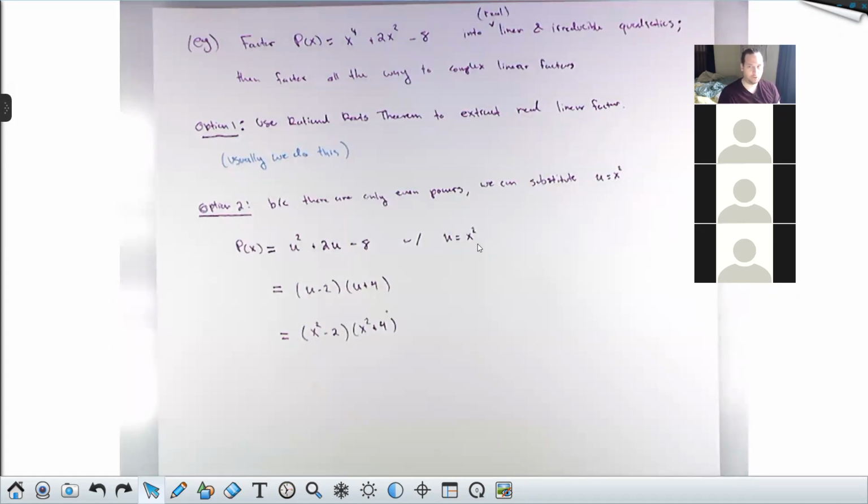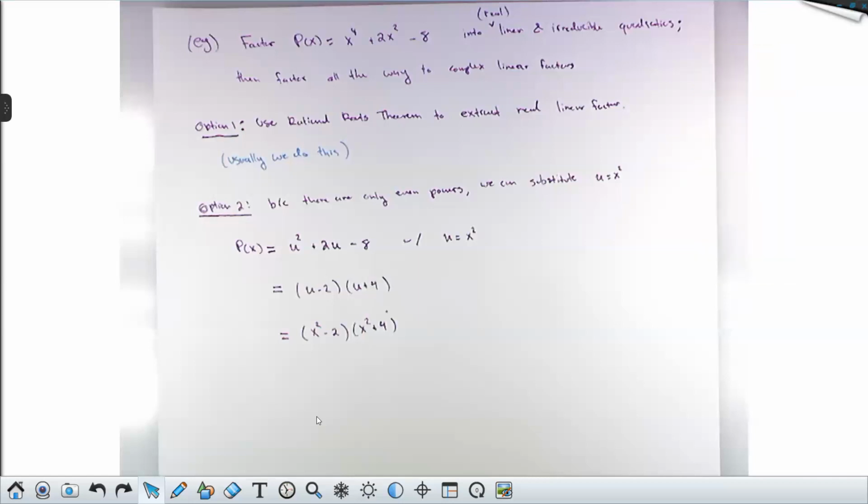One of these is an irreducible quadratic factor. The other one can be factored further over the real numbers, but not over the rational numbers. Which one is irreducible? Which one has imaginary solutions or roots? x squared plus 4. Yeah, very good. This one is irreducible. How do we factor x squared minus 2?